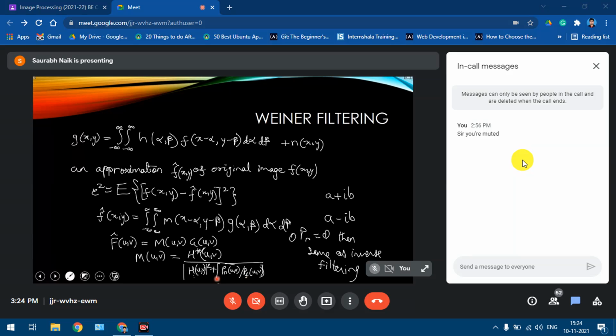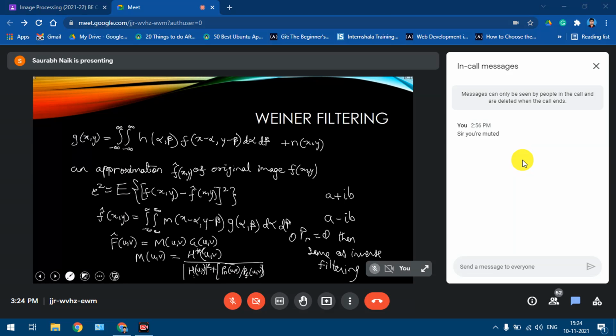we cannot get a very good approximation of this power spectra. Okay, this P of n comma u comma v is very difficult to accurately identify, and therefore even though Wiener filtering is said to work much better than inverse filtering in the case of noisy images, the problem lies in accurately estimating this ratio.